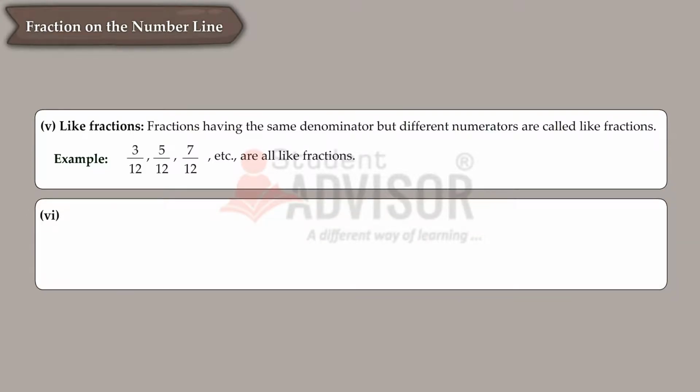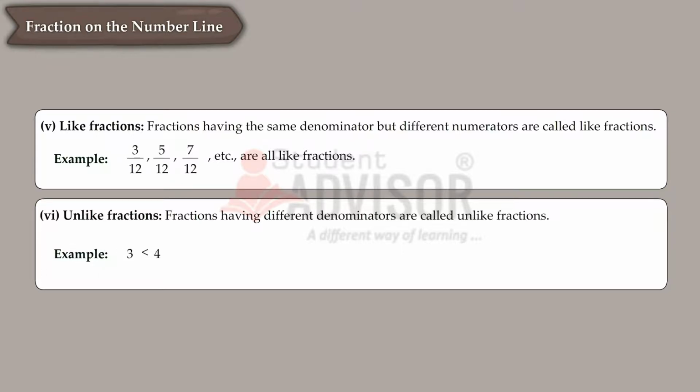Sixth, unlike fractions. Fractions having different denominators are called unlike fractions. Study the given example. 3 by 4, 5 by 6, 7 by 12. Different denominators, etc. are all unlike fractions.